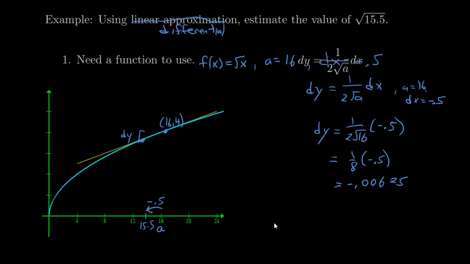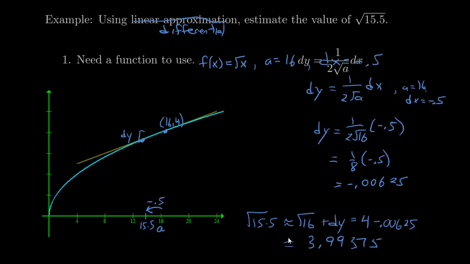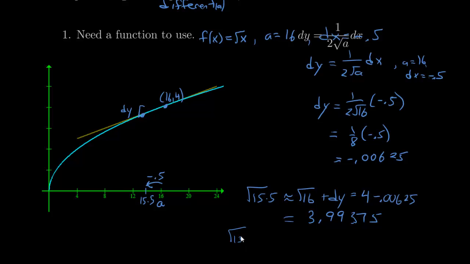And that ends up being negative 0.0625. So that means the square root of 15.5 is roughly the square root of 16 plus dy, which is 4 minus 0.0625. And you plug that in and you're going to get 3.9375. And if you plug it into your calculator, the square root of 15.5 on the calculator is 3.937 and some more stuff. So we're pretty close.